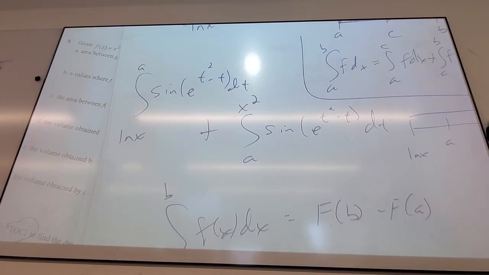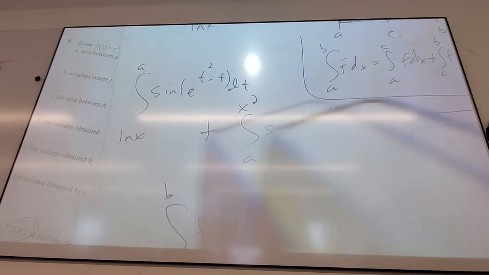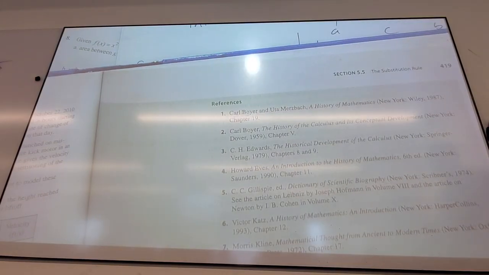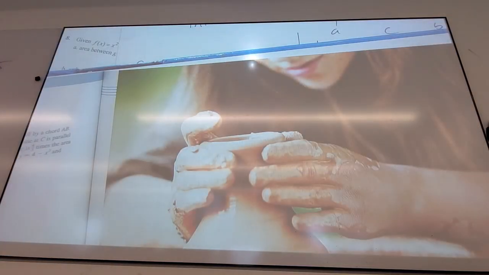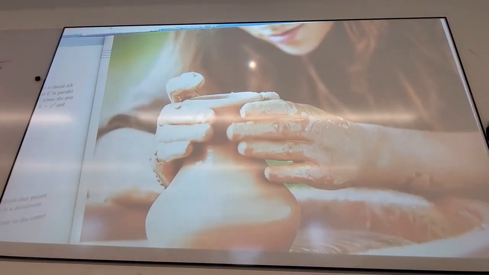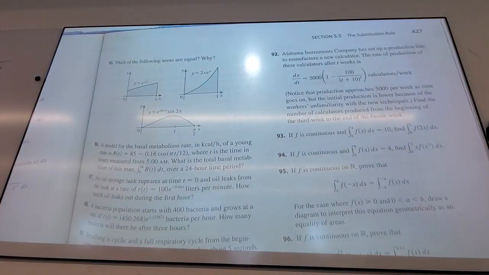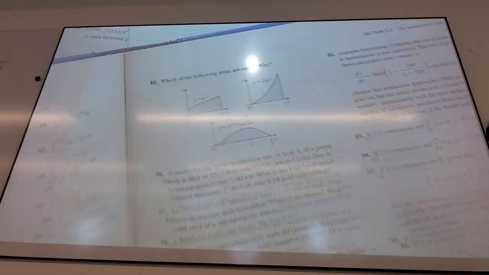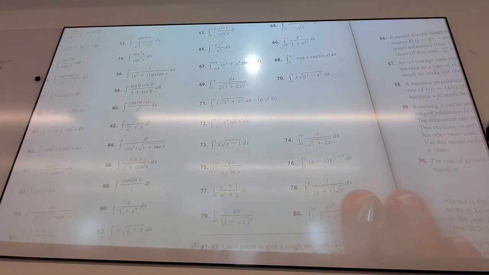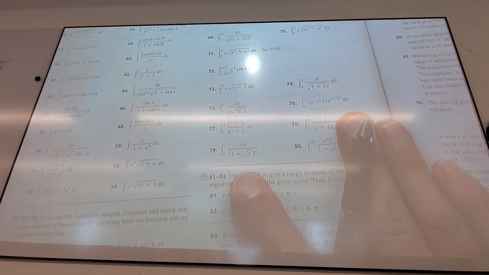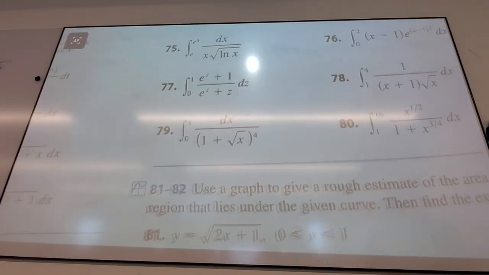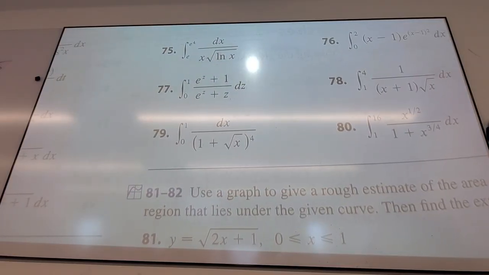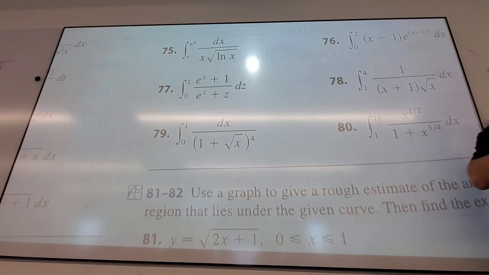Which problem? I got my book, believe it or not. Section 5.5, number 79. What the world? Oh my love. What's that little ghost thing going on? 79. Ooh! Look at that. Sorry, I'll calm down. That's the one in trouble, right?